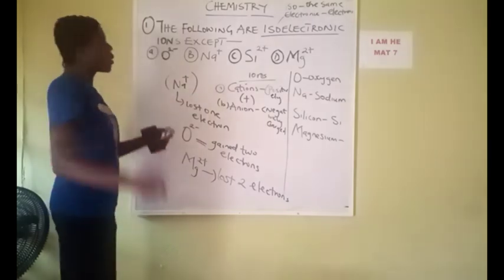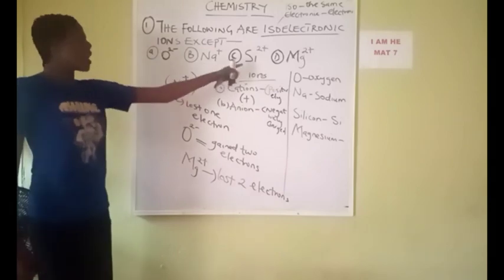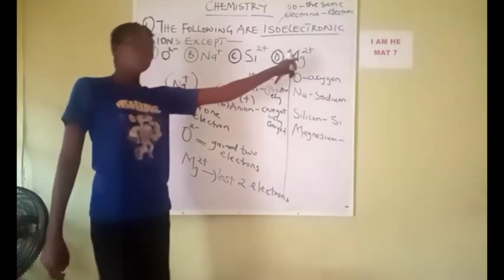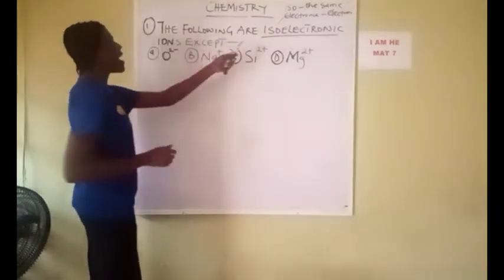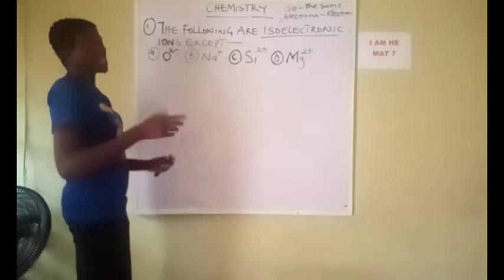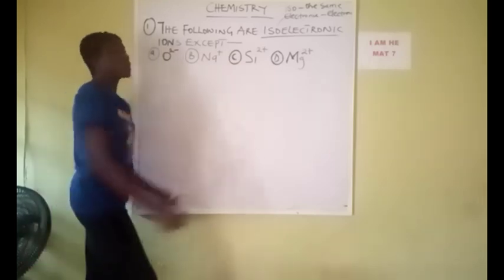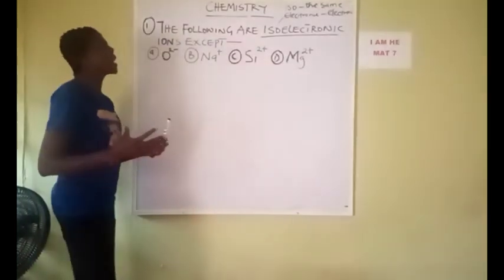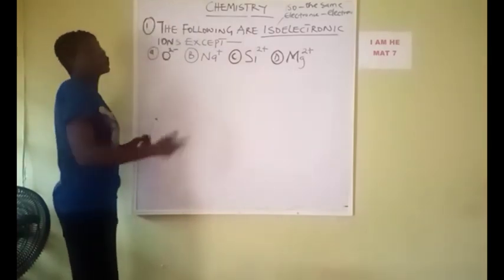So please note the words: chemical symbols. O is what? Oxygen. Na is what? Sodium. Si is silicon. And Mg is what? Magnesium. So the question is: the following are isoelectronic ions except oxygen, sodium, silicon, and magnesium. Which of them is not having the same number of electrons?